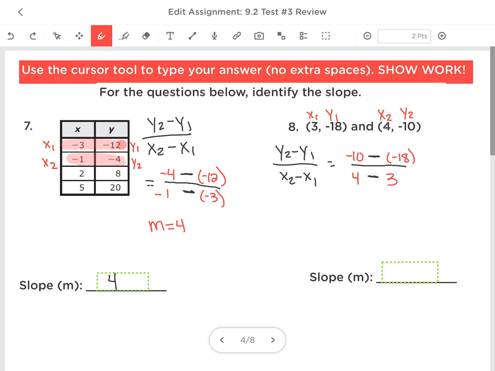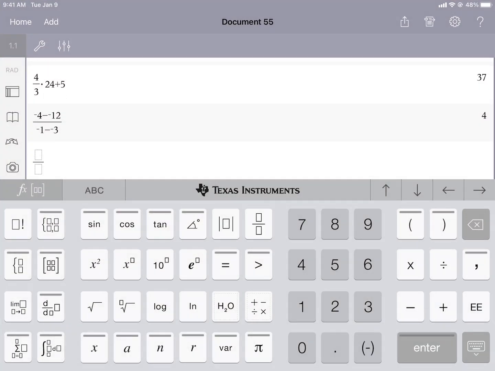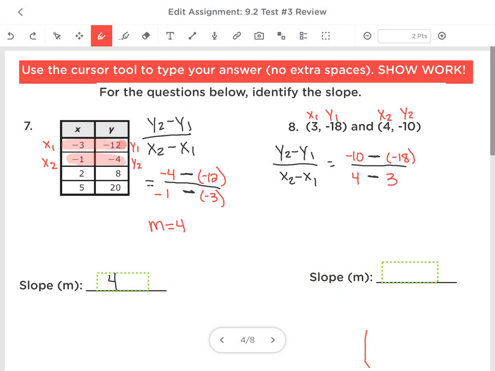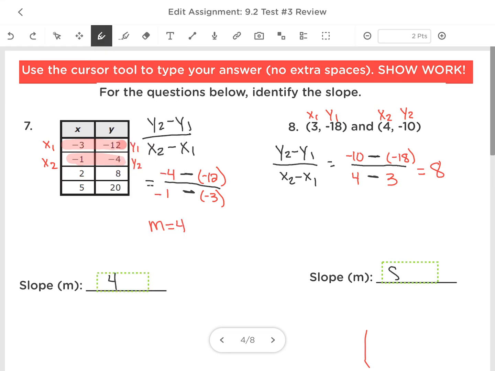And now we just type it into the calculator. Negative 10 minus a negative 18, 4 minus 3. Here we go. Fraction button. Negative 10 minus a negative 18. On the bottom, 4 minus 3. We get 8 as the slope. So again, you would select the move tool, click on the box, type it in. But again, I'm just going to write it 8.